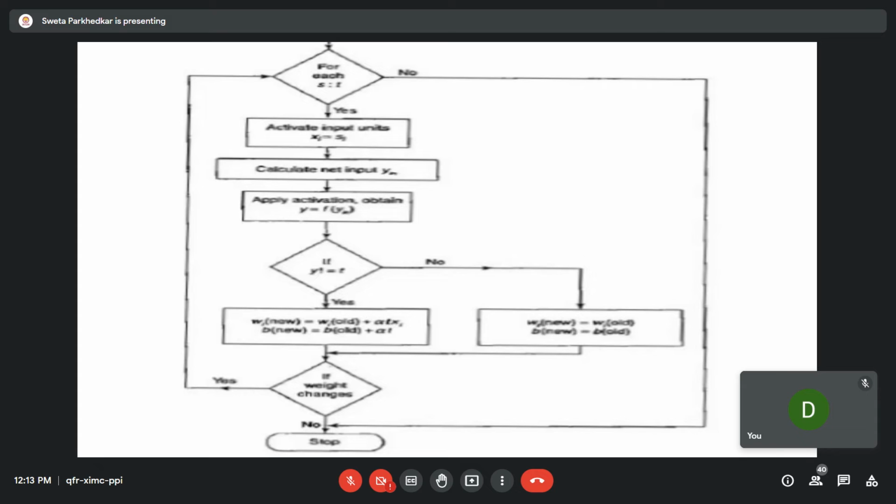Okay, so after applying the activation function, y is equal to f of yin.